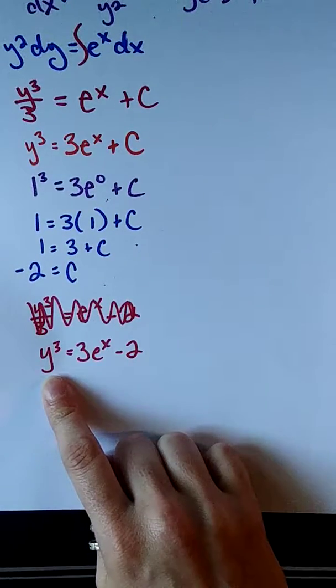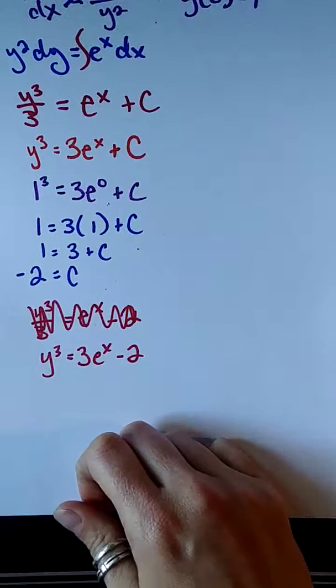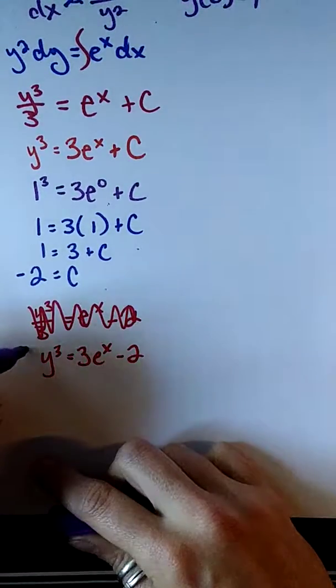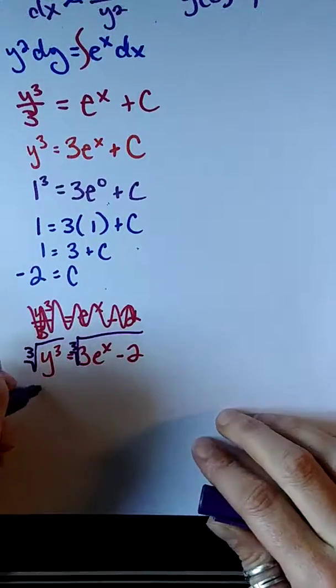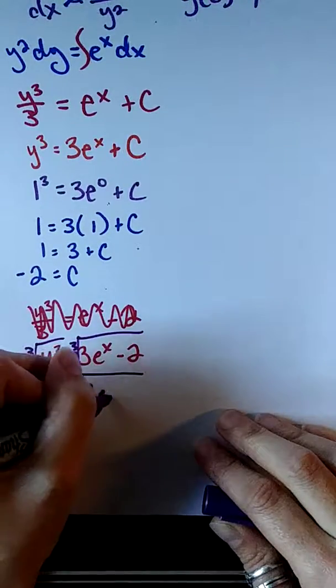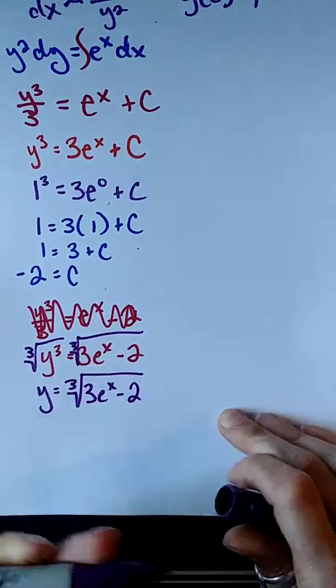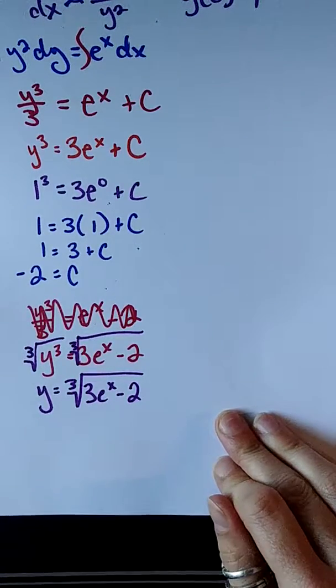Okay, which means that my very last step to get y alone, which I definitely want to do, I want a y equals equation. The last thing that I have to do is I have to get that cubed out of there, and I do that using a cube root. So I'm going to root this cubed, and it's going to make it go away. Beautiful. Y equals the cube root of 3e to the x minus 2. And that is the particular solution for question 4.